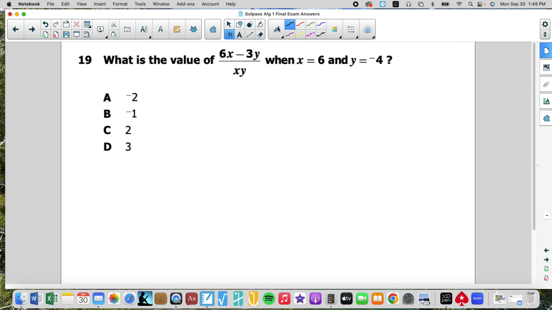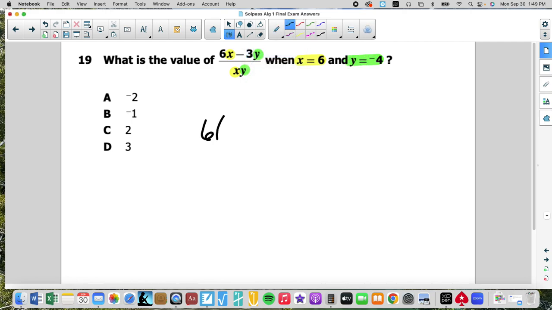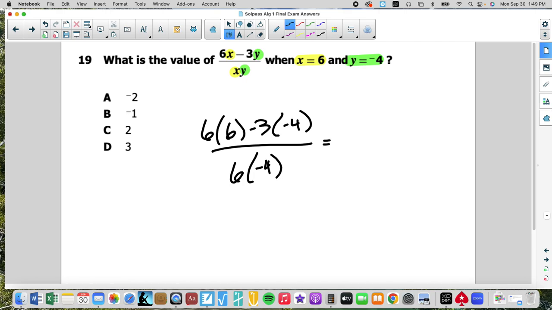So we're just going to substitute those values. Wherever we see an x, we're going to plug in 6. Wherever we see a y, we're going to plug in negative 4. And we'll just rewrite this: 6 times 6 minus 3 times negative 4 over 6 times negative 4. We're going to do order of operations.